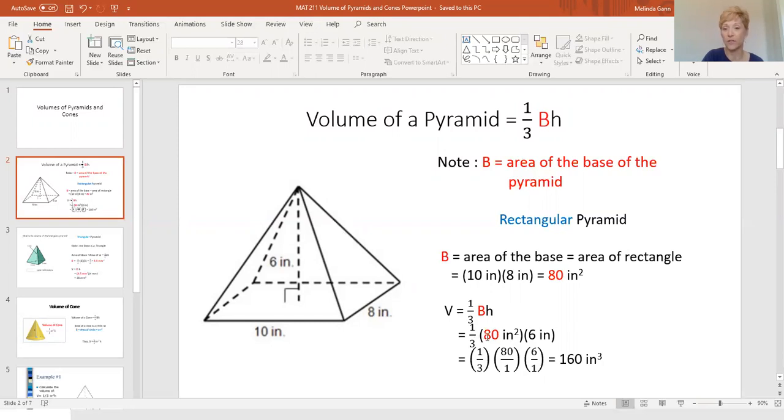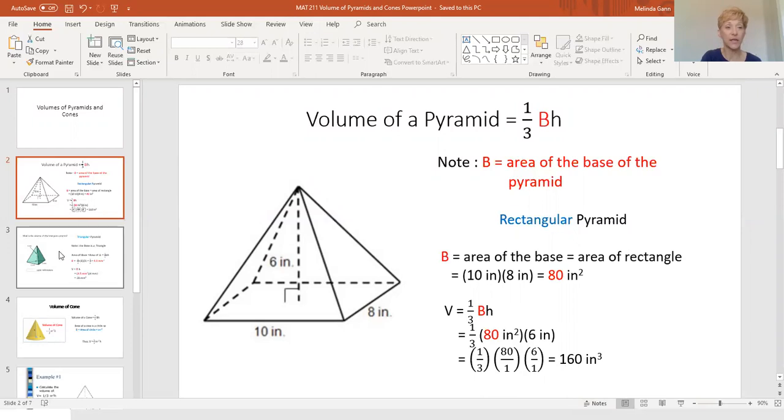So I've got to say 1/3 times 80 times 6. Remember, single numbers go over 1, and then numerator times numerator times numerator, so I get 480. And then 3 times 1 is 3, and 480 divided by 3 is 160. Now, what property says 3 times 1 is 3? Do you remember? That's right, multiplicative identity. The identity property of multiplication says that 1 times any real number is that real number. And remember, when it's volume, it's always going to be cubic units.